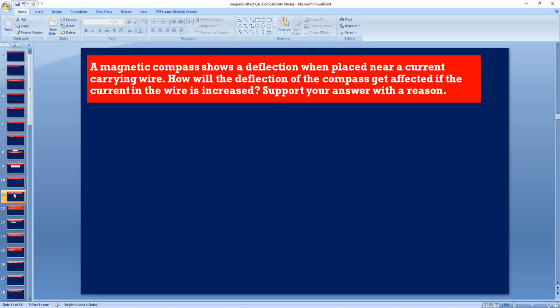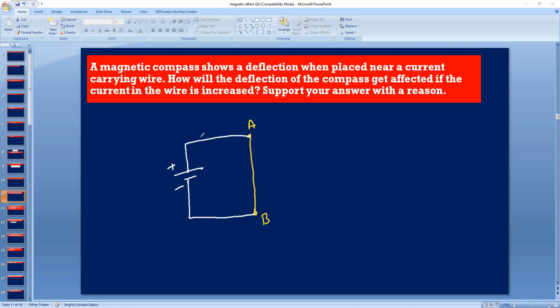Next question. A magnetic compass shows a deflection when placed near a current carrying wire. How will the deflection of the compass get affected if the current in the wire is increased? Support your answer with the reason. Take a copper wire. AB is a copper wire. We have connected two battery terminals, positive and negative.